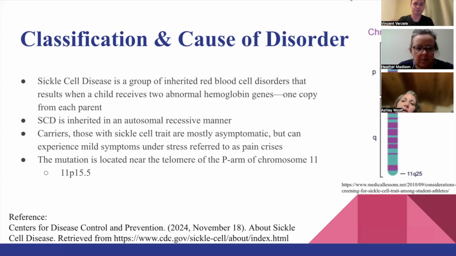It is inherited in an autosomal recessive manner, and carriers or those with sickle cell trait do not typically display symptoms, but they may experience mild symptoms under stress, such as low oxygen situations like high latitudes or scuba diving. The exact location of the mutation is on chromosome 11, positioned on the P arm near the telomere at band 15 and subband 5.